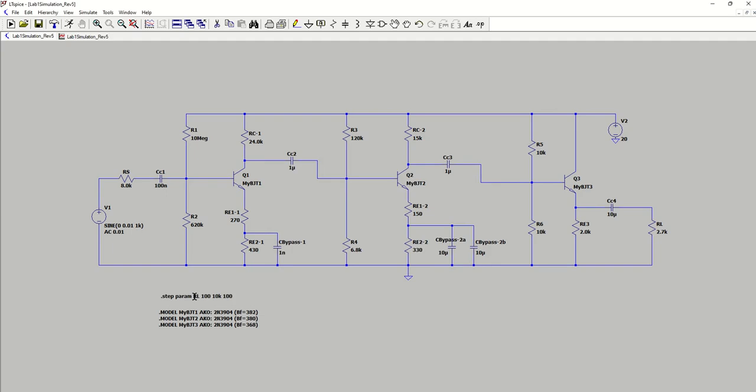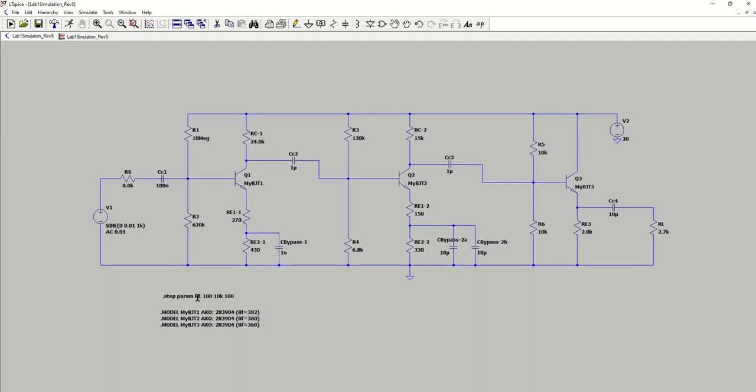And we named the value RL. So what we need to do is, instead of 2.7K ohms, right click here and name it RL inside of curly brackets, just like this, and press OK.